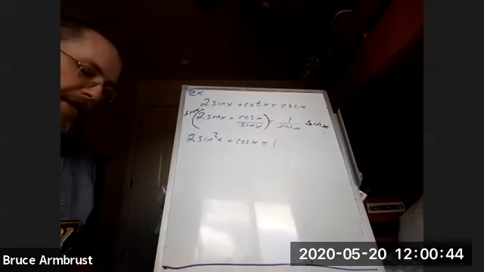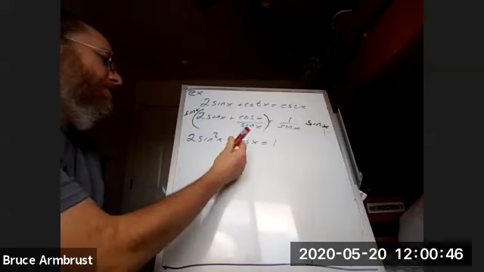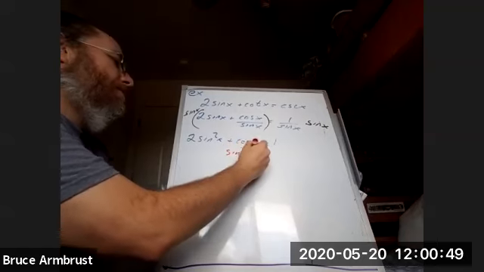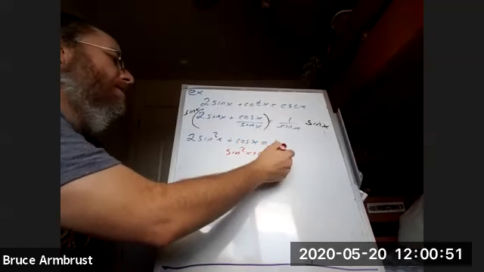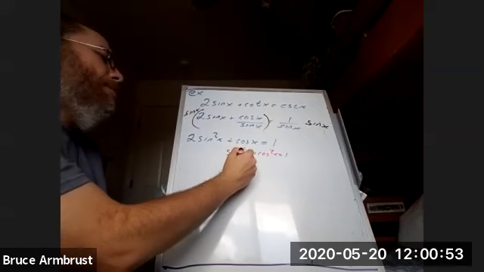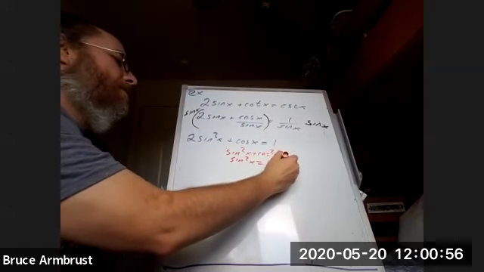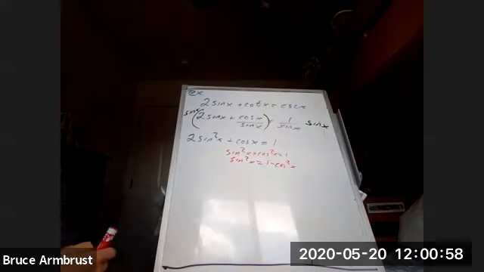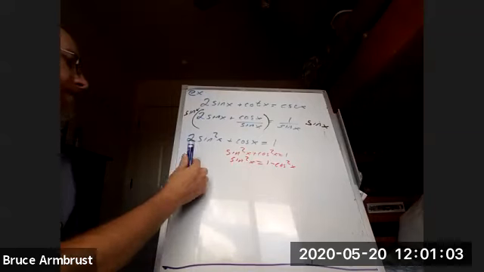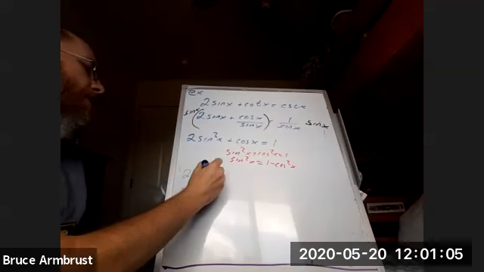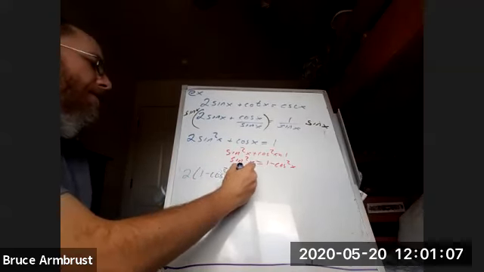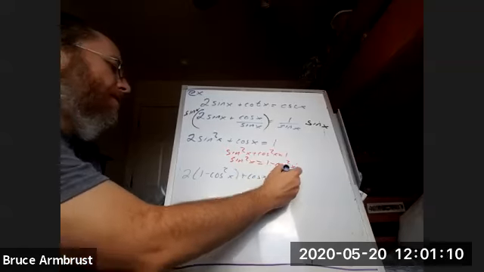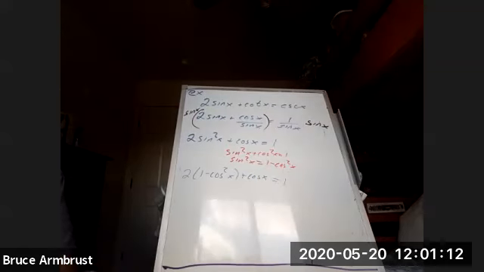So let me just write that here real quick just to remind you what we're using. So we've got sine squared plus cosine squared equals 1, which means sine squared is going to equal 1 minus cosine squared. And if we put that in for the sine squared, this becomes 2 times 1 minus cosine squared plus cosine equals 1. And now we've got just cosine.